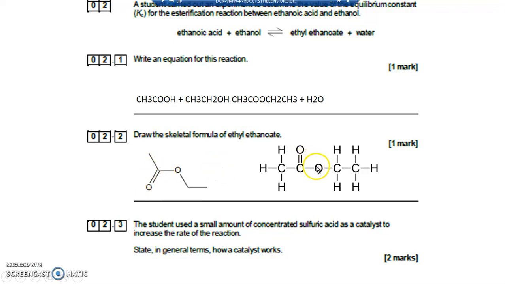And then come along is an O and then a CH2CH3. So we just show that by a kink in the chain. So there's the CH2 and there's the CH3 at the end.